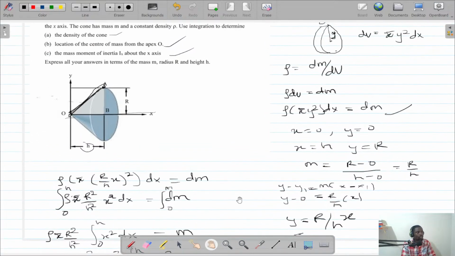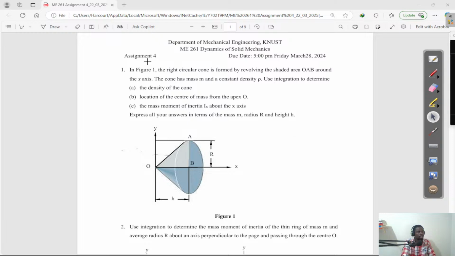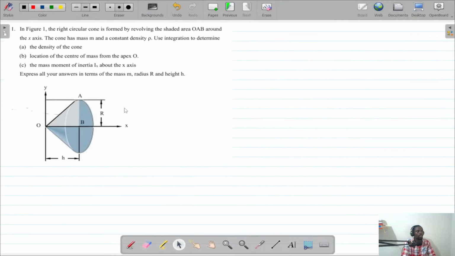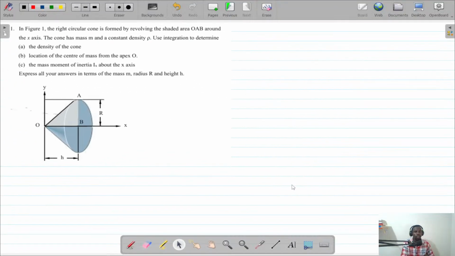So the next one is to find the center of mass of the cone. All right, so we want to locate the center of mass of this cone. Second year, I'm sure you've gone through strength of materials and you've done center of area, right? So the same thing we're going to do here.